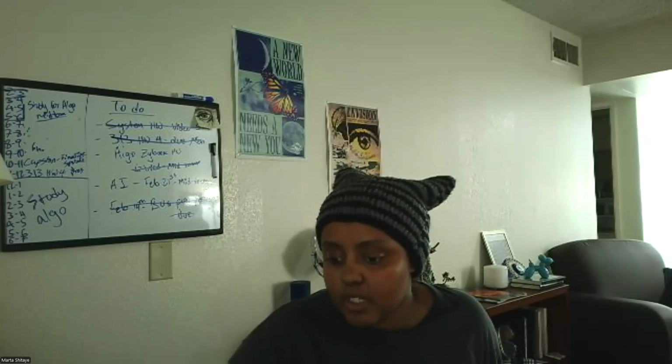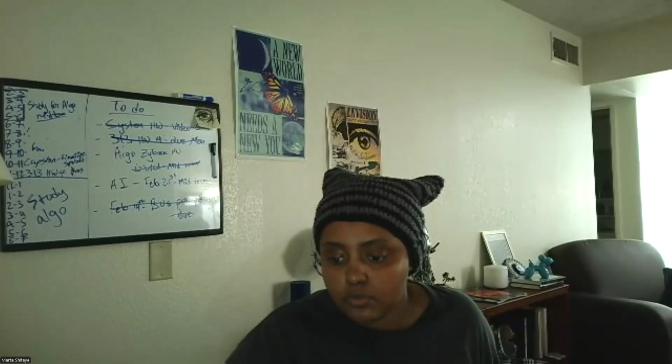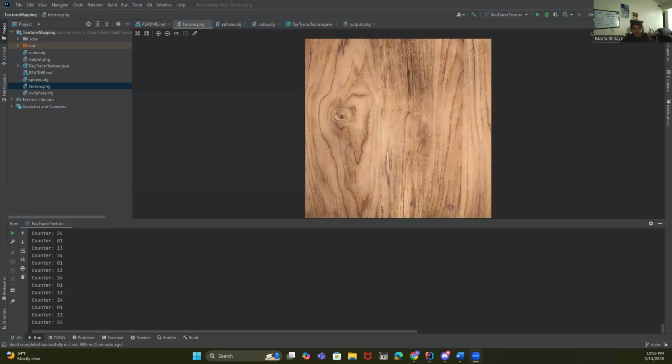Let me share my screen. Okay, so as you can see here, we have a texture.png file where this texture in the starter code was mapped out onto a 3D cube. And our task was to take the sphere.obj file and map out this texture onto the sphere.